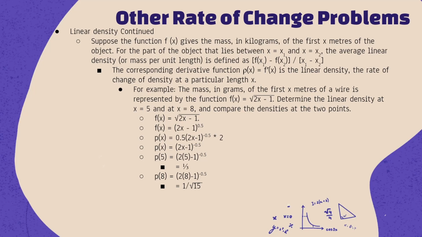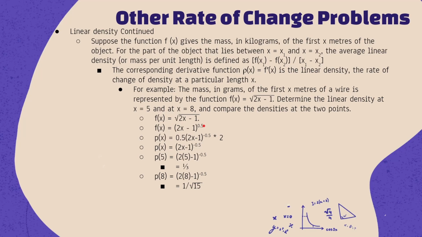So f of x, again, is equal to the square root of 2x minus 1. We should rewrite this, because we know how to work with powers, and the square root is simply to the power of 0.5. So once we do that, we can move on to the derivative. Over here, we said that p of x is the same as f prime of x. I just used p of x since it's easier to write. So if we're given this, what should be its derivative? Well, it's pretty simple. This is a power, bring it to the front. Then we have 0.5 here, and then 0.5 minus 1 is negative 0.5.